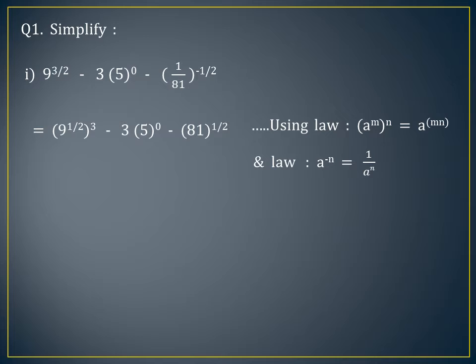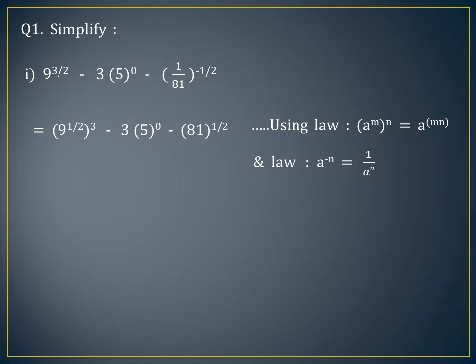Now we can also split it and write it as 9 raised to 3 the whole raised to 1 upon 2, but that would increase our calculations because first we would have to find the cube of 9 and then find the square root. So we must always choose the simpler method. That's why we'll write it as 9 raised to 1 upon 2 the whole raised to 3.